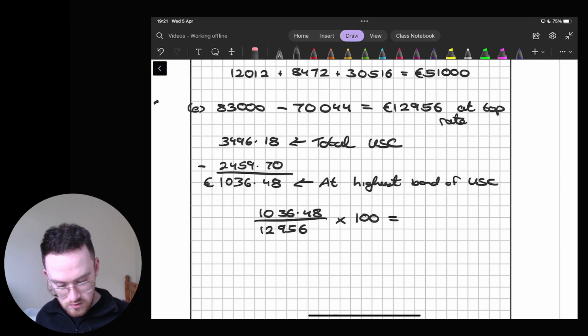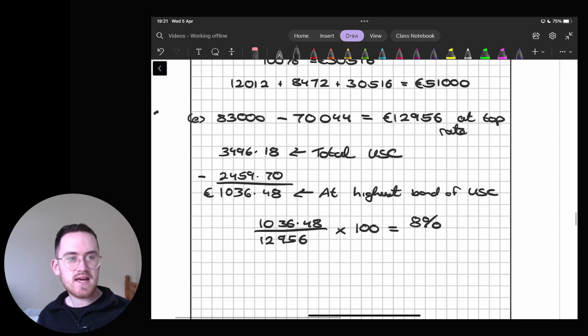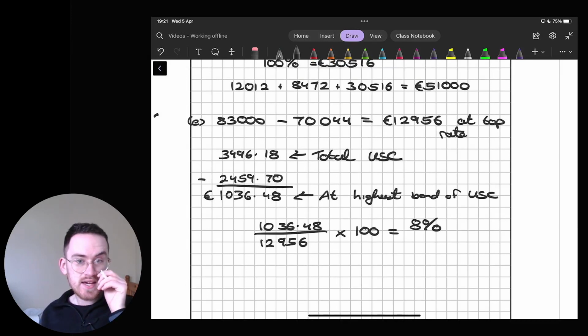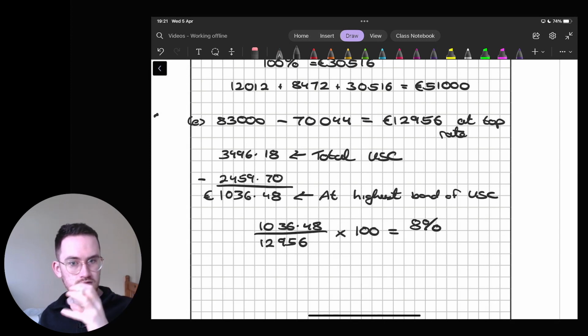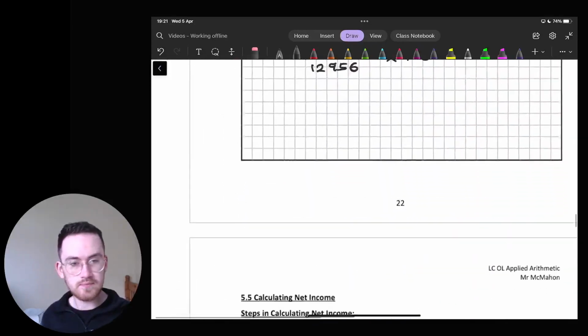Okay, let me figure out how to write this in without messing it up. There we go. And that gives me 8%. So the highest rate is 8%. Now we could have kind of guessed that, but it's important obviously to be able to work it out properly. So the key things there, we're working out how much income is he paying over into that top rate, how much USC would be paid, and how much of it comes from that top rate, and then using that to rewrite that as a percentage of the total income. I think that was the last part we had to work out for that one.